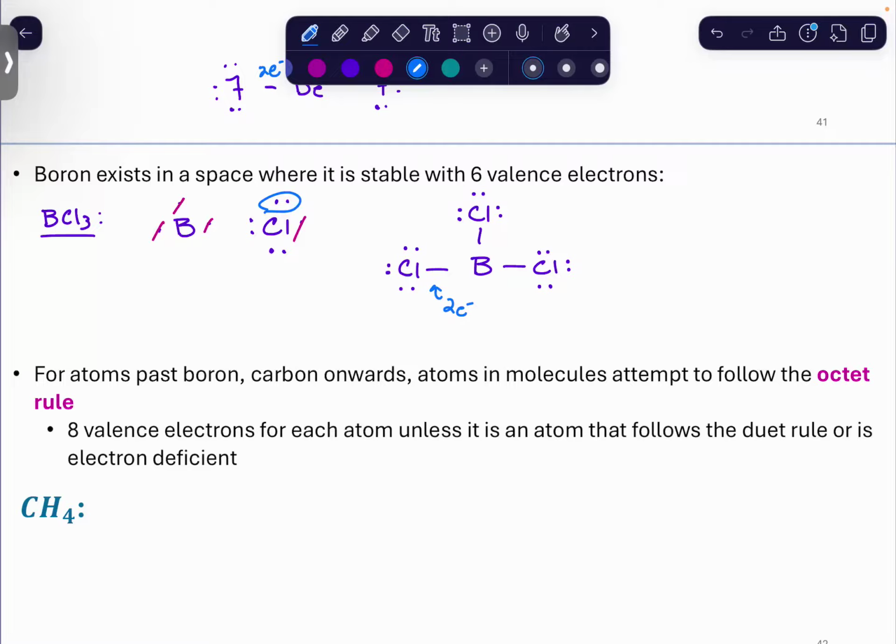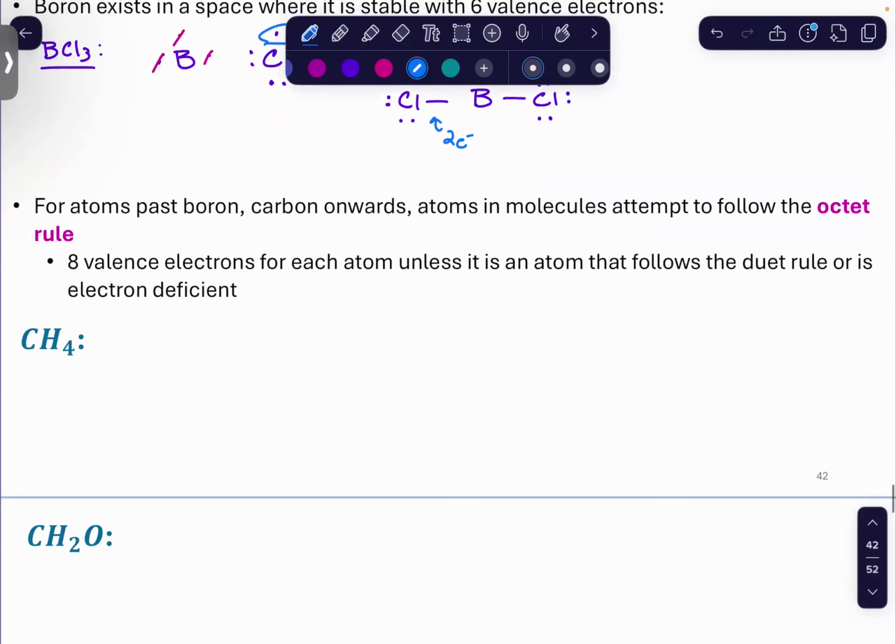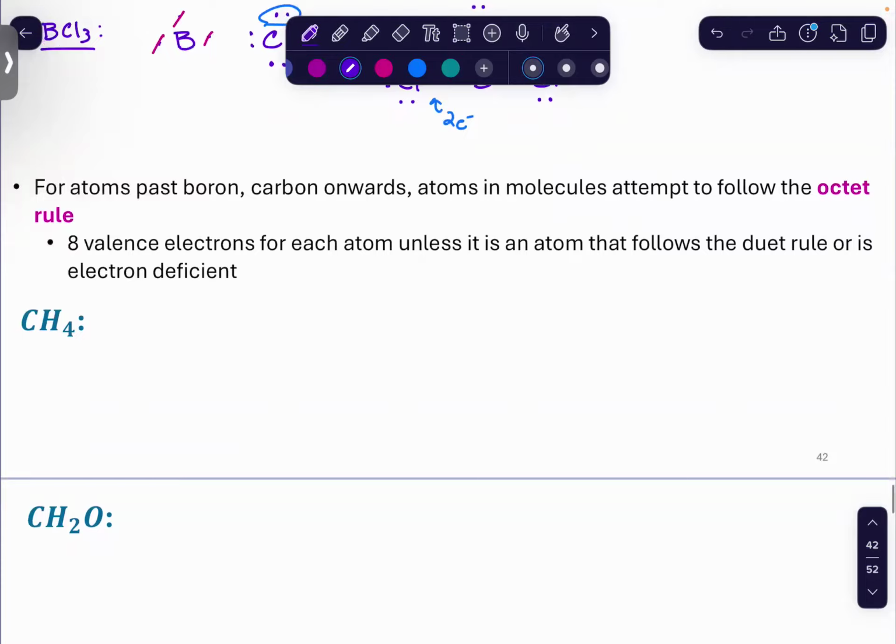Now, once you get to carbon and beyond, the atoms in your molecules are going to want to reach the octet rule. So hydrogen won't, boron rarely will, your lithium and beryllium will not, but carbon and beyond, they're going to want to reach that octet rule. And so that is going to be 8 valence electrons around an atom. And when you're making your Lewis structures, the more atoms you can get in the octet rule, the better off you're going to be. So let's look at methane, CH4.